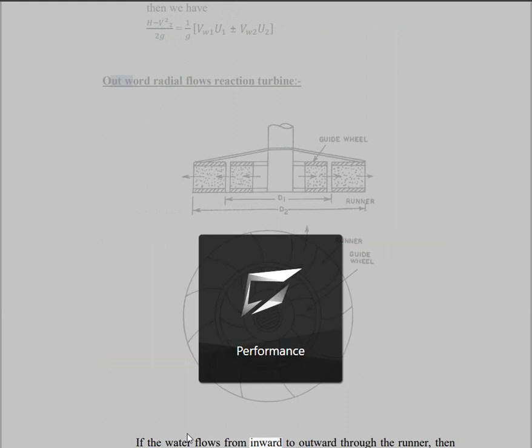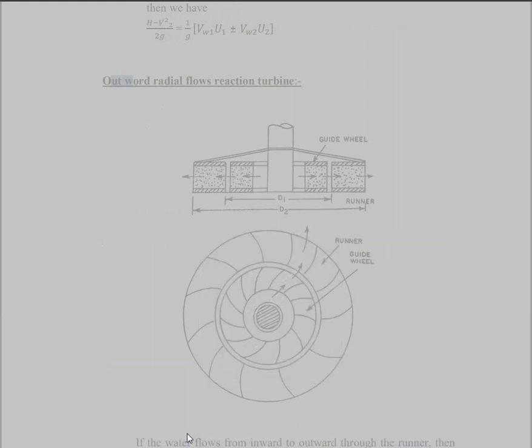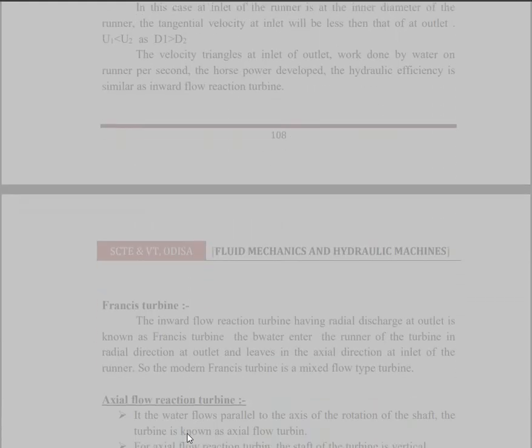If the water flows from inward to outward through the runner, then that turbine is known as outward flow reaction turbine. In this case, the inlet of the runner is at the inner diameter of the runner, so the tangential velocity at inlet will be less than that at outlet, U1 less than U2, as D1 is less than D2. The velocity triangles at inlet and outlet, work done by water on runner per second, the horsepower developed, and the hydraulic efficiency are similar to those of the inward flow reaction turbine.